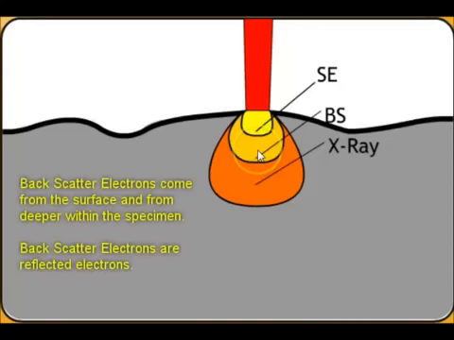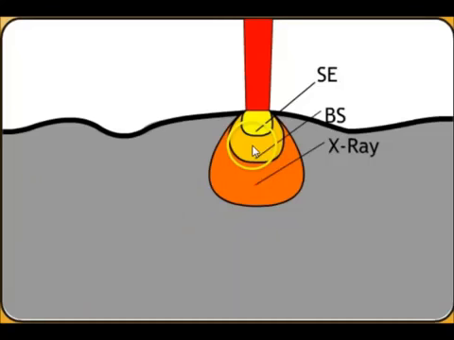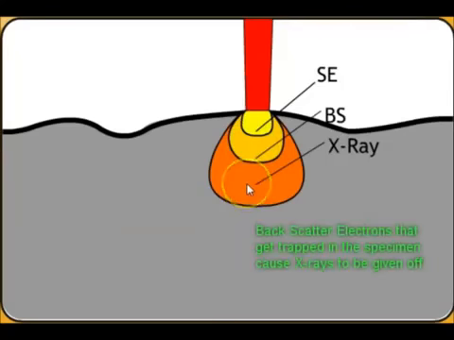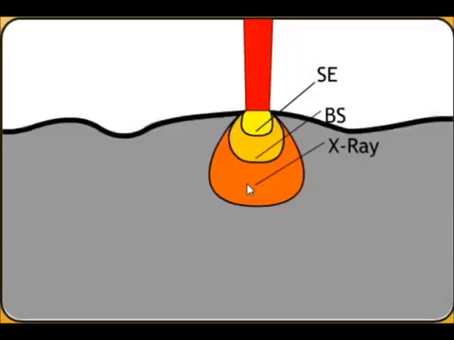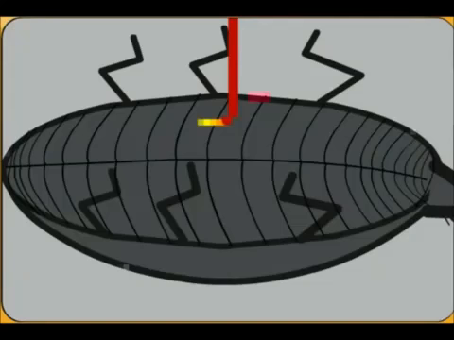The backscatter electrons are going to come from deeper in the specimen. So some will bounce right off the surface, some will go deeper. And then the ones that are really deep actually never get back out again. So when they get absorbed, they give off X-rays. Now, we actually don't have an X-ray detector for our scope, but you can do elemental analysis by looking at X-rays. So the detectors that we have on our scope are the secondary electron detectors and the backscatter detectors.